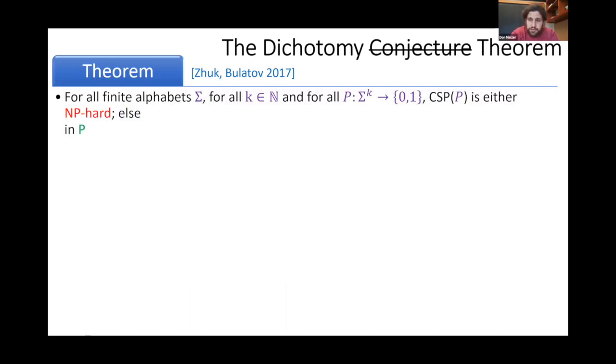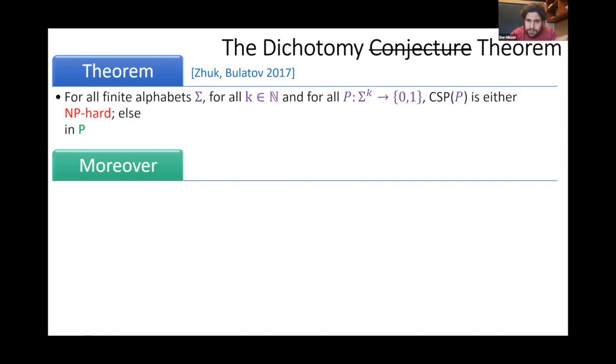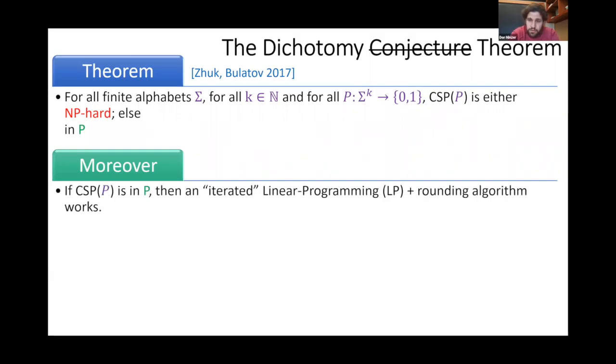And they proved that indeed, for all finite alphabets and for all k, and for all predicates, CSPP is either NP hard or is polynomial time solvable. And that's a great theorem, okay? That's really superb. But what they did, moreover, is actually tell you what is the algorithm. So the algorithm, in case the problem is P, so I'm not going to tell you what it is exactly, in particular because I don't really understand it, is some iterated linear programming plus rounding procedures. So it's something very abstract, very concrete. So there is nothing mysterious going on. So you know what the algorithm is.